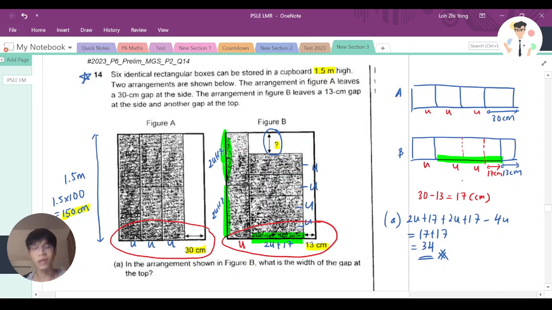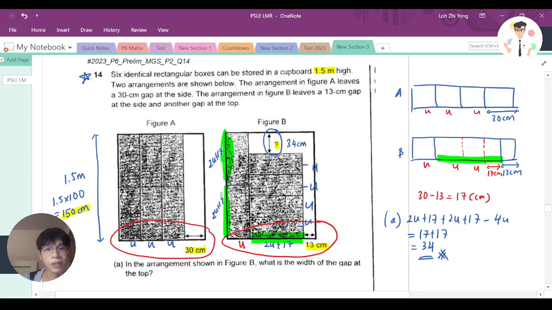Now, of course, you don't need to write all these things, unit. If you actually look at it, you straight away know the answer. But it is kind of obvious, lah, okay? But I'm just writing it to make sure you understand the whole concept. Okay. So I know the gap here is 34 cm.